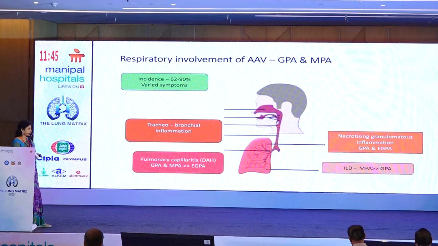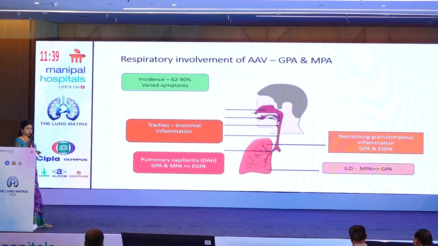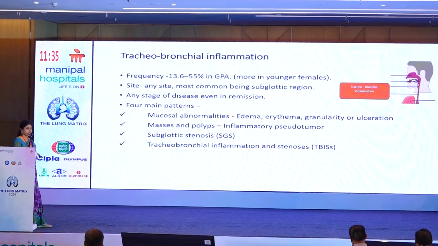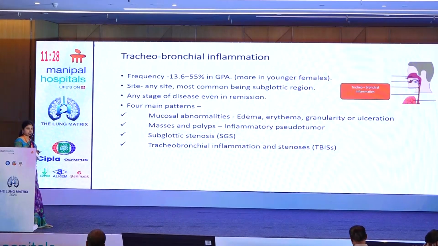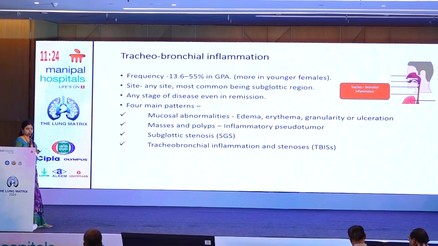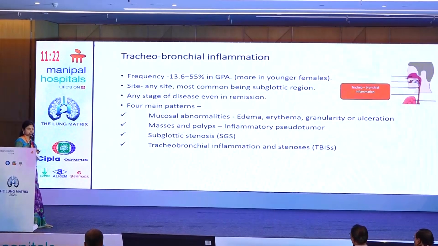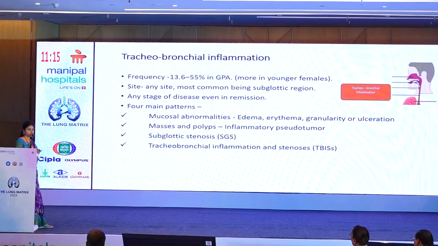There is no vasculitis, only granulomas. And the fourth is the evolving concept, that is interstitial lung disease. So these are the 4 main patterns of respiratory involvement in ANCA vasculitis. So the first manifestation is tracheobronchial inflammation. Any site can be involved, but the most common site is the subglottic region, and it can occur in any stage of the disease. They can present with either simple mucosal abnormalities like mucosal ulcerations, edema, cough with secretions, or sometimes they can form a pseudotumor leading to obstruction of the bronchus.